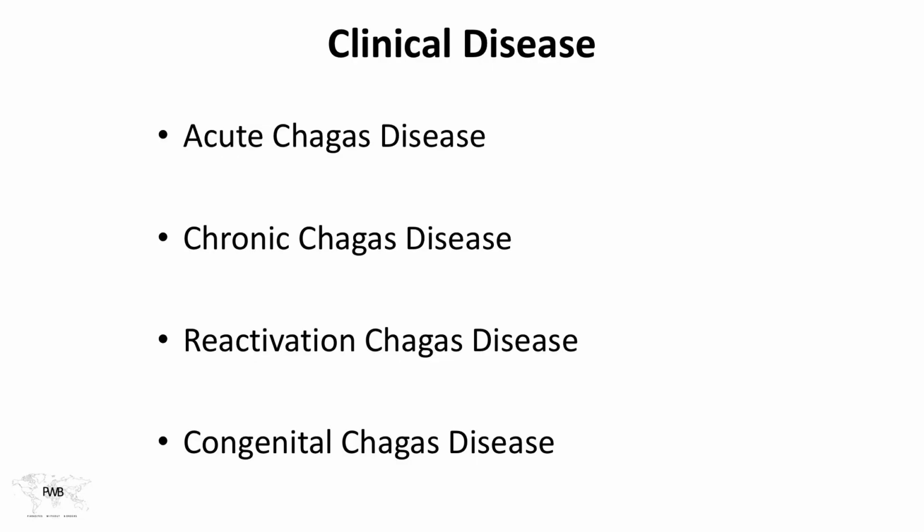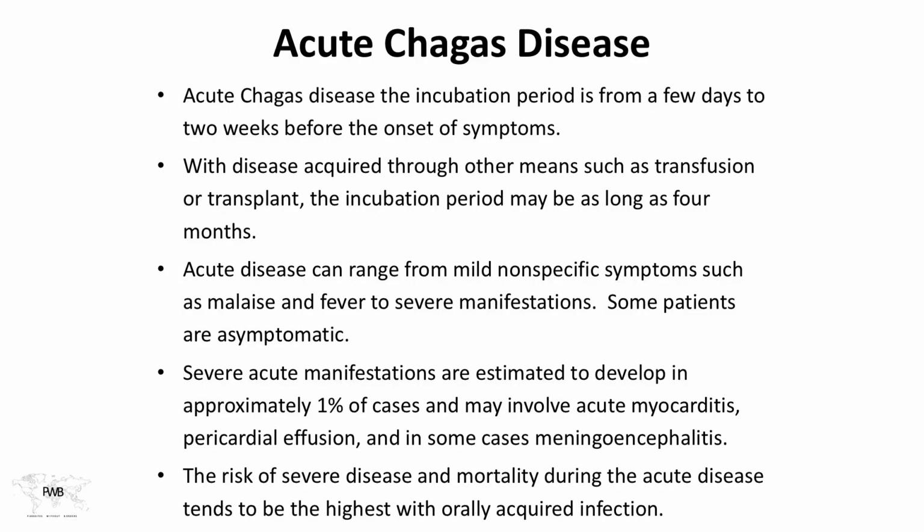Now, what about clinical disease with Chagas? We have 4 types that I'm going to break this down into. We have acute Chagas disease. We have chronic Chagas disease. We also have reactivation and congenital Chagas disease. Now, acute Chagas disease, the incubation period is from a few days to 2 weeks before the onset of symptoms. Now, that's when the disease is acquired from the vector.